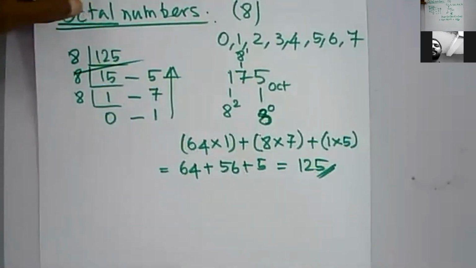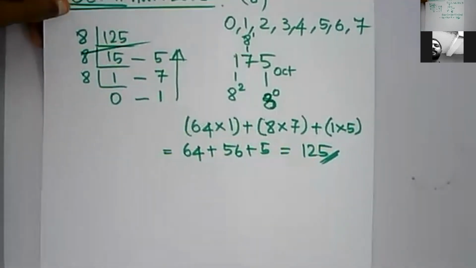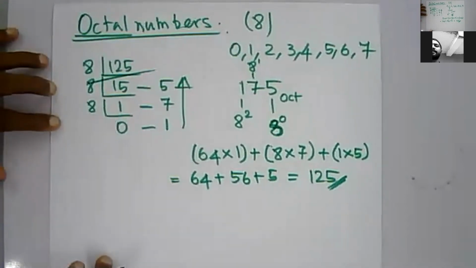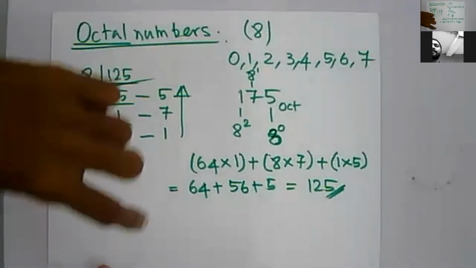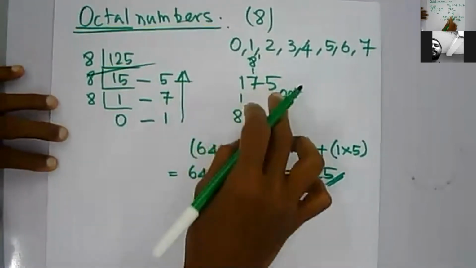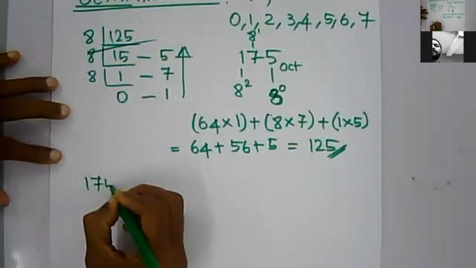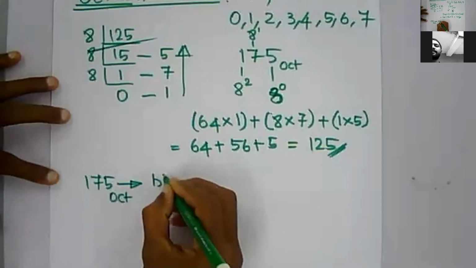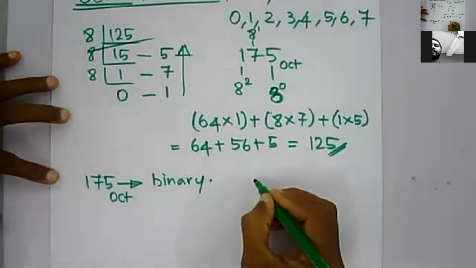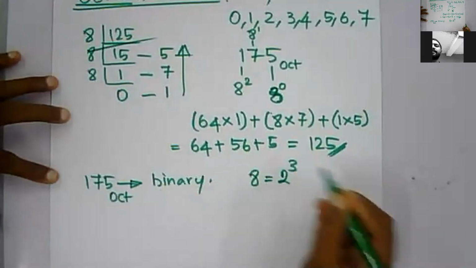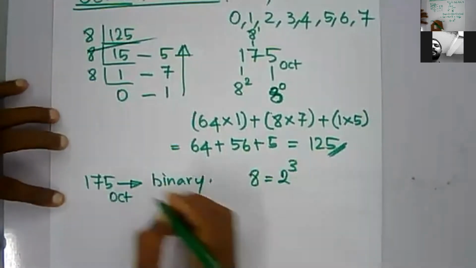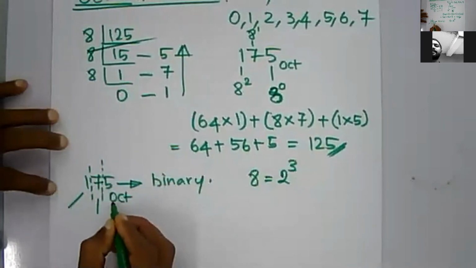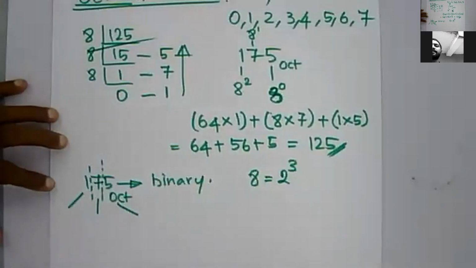125 decimal. The rest of the things are also the same. Now we can do a special conversion here. When we are converting an octal number to a binary number, for example 175 octal to binary, since 8 is equal to 2 to the power 3, I can simply represent each digit as a 3-bit binary number.